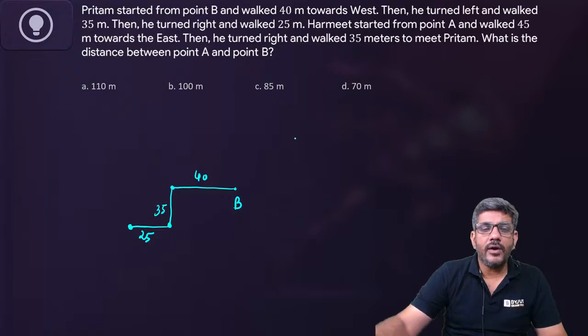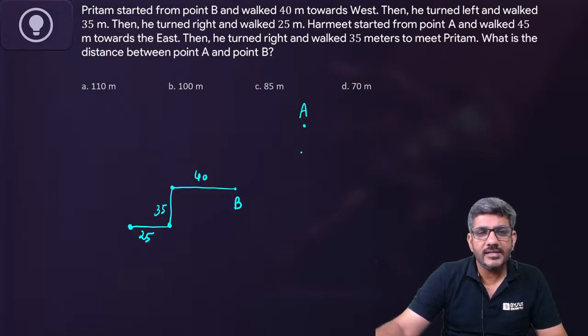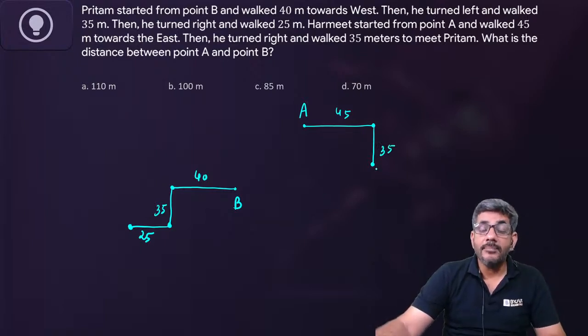Harmeet started from point A. We do not know where A is. Let us say A is here. Harmeet started from point A and walked 45 meters towards the east. It will look something like this. Then he turned right and walked 35 meters to meet Preetham. So he met Preetham here.